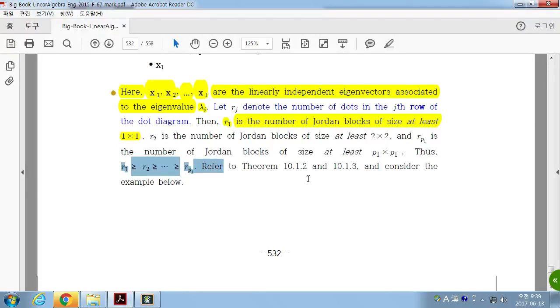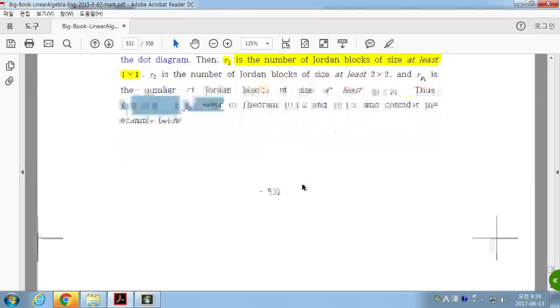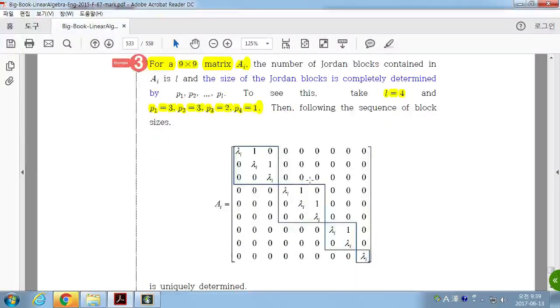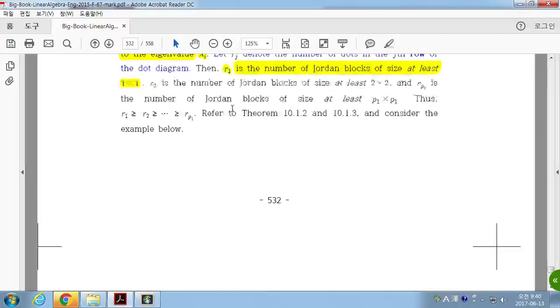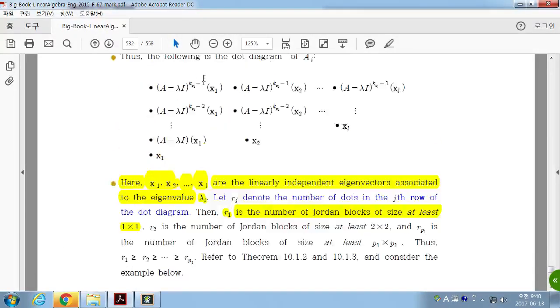Yeah. And the following example shows what we discussed in the textbook. For example, for a 9 by 9 matrix A_i, suppose we have a matrix whose main diagonal entries are the eigenvalue lambda I. The number of Jordan blocks is L, and the sizes of the Jordan blocks are completely determined by those p_i's that we saw here.